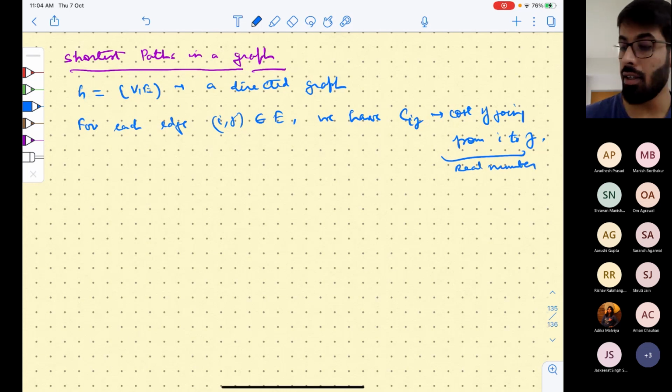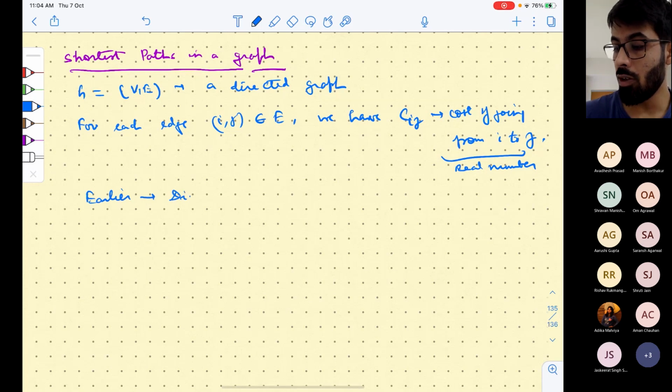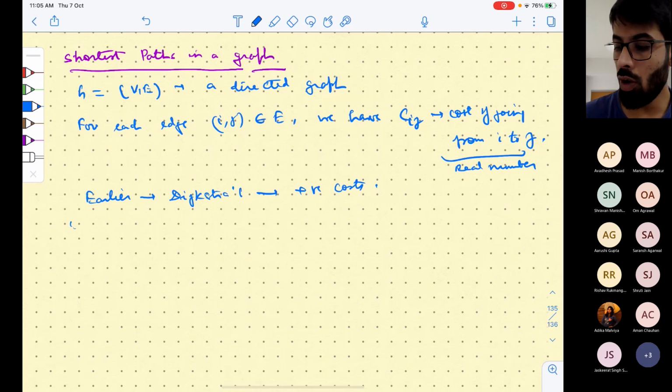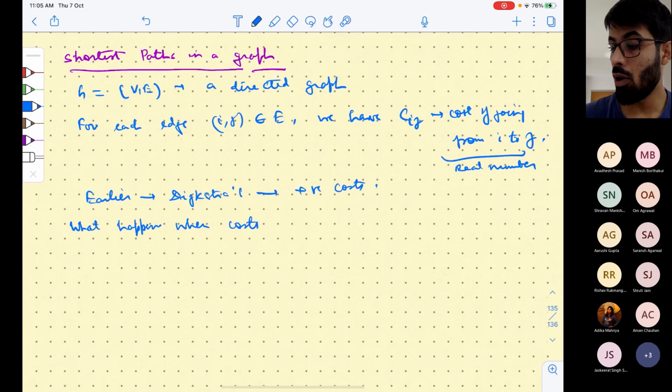And we had seen earlier Dijkstra's algorithm, where the costs were positive costs. So here what do we have? We have that the cost can be anything. So what happens when the costs can be negative?